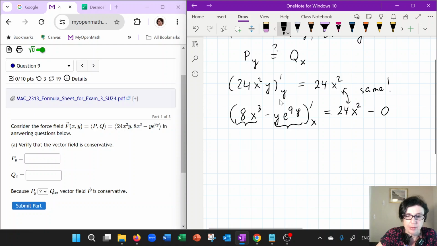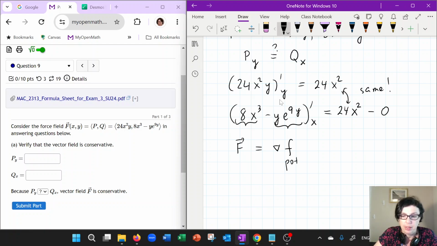What does that mean? What it means is that your vector field can be written as the gradient of something, and that something we usually call the potential. Okay, and it comes from physics. How do we figure this out? It's actually not that difficult.